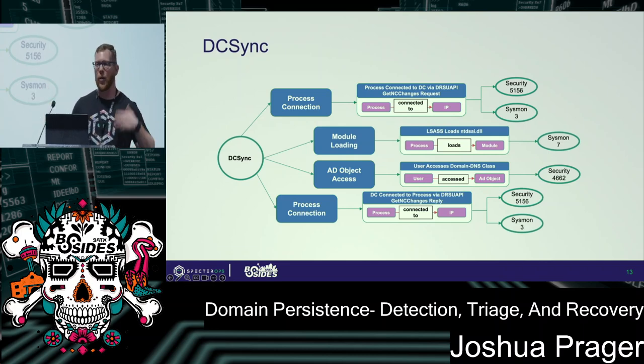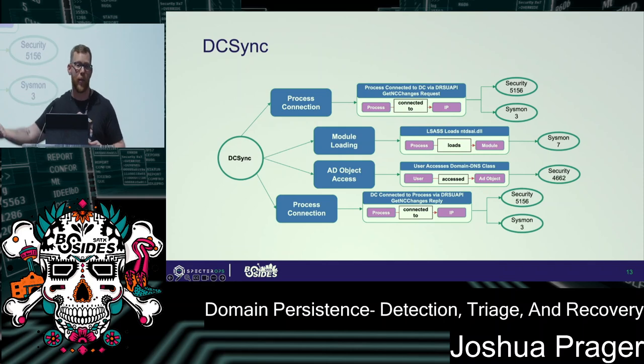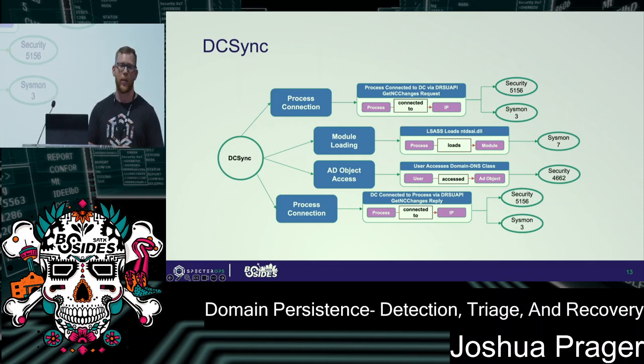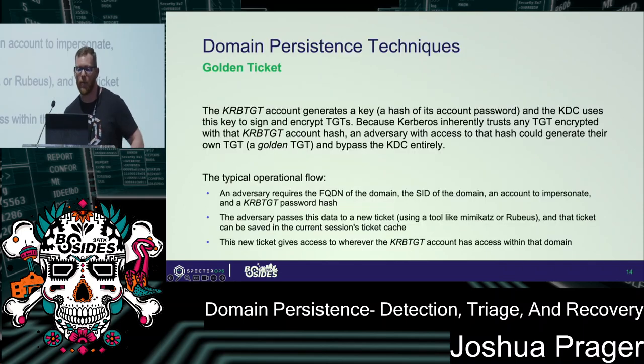If I'm a red teamer and I have privileged access to your domain controller, if I'm on the domain controller that I want to DC sync, I will just target itself. It will not go over the external interface. It will go over the local loopback. And I promise you, most vendor tools are not looking at the local loopback. Okay? So keep that in mind.